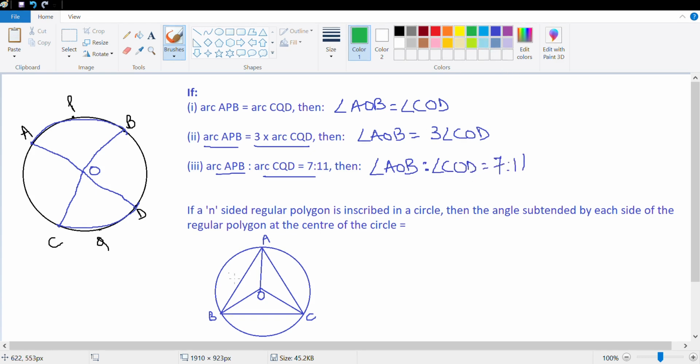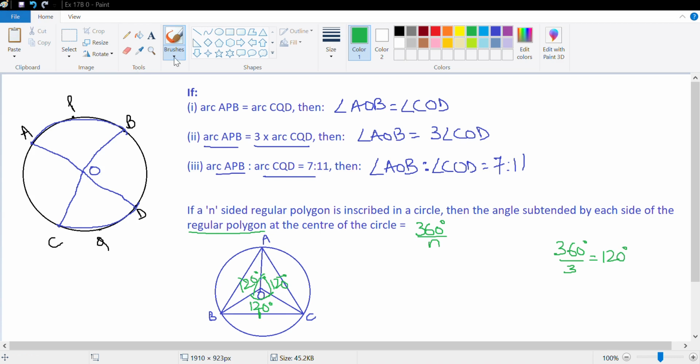Next, in case we inscribe an equilateral triangle, not just equilateral, any regular polygon, which means a polygon where all sides are equal and all internal angles are equal, then if we inscribe such a regular polygon in a circle, the angle subtended at the center is given by the formula 360 degree upon n. So in this case, since this is a triangle, n is equal to 3, which means each angle subtended by the side at the center would be 120 degree. So AC subtends an angle of 120, similarly AB, similarly BC.